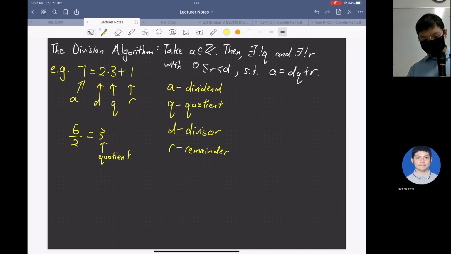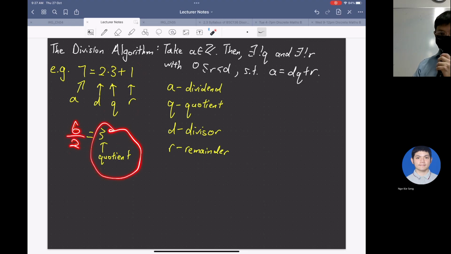So that's why the multiple, can I call it multiple? Not the multiple, the number beside the divisor multiplied by 2 is called the quotient. Because quotients mean something like this. A fraction of numbers is a quotient.